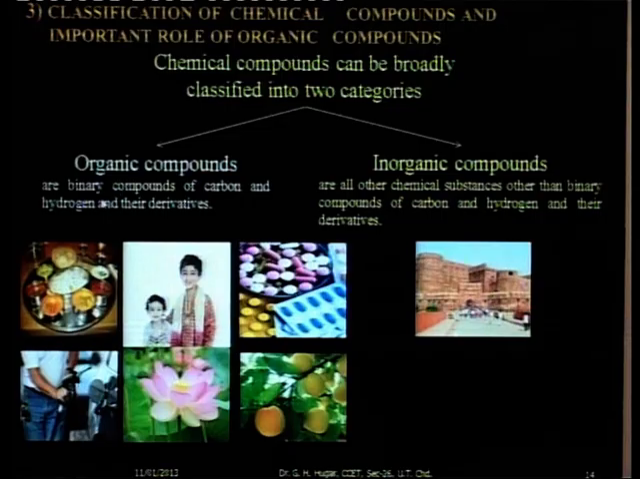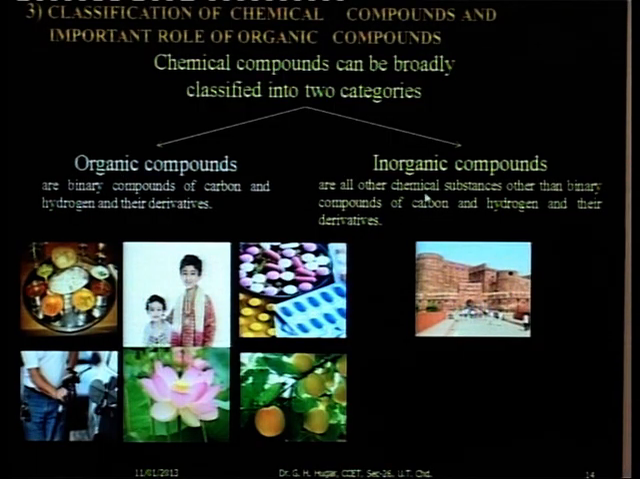Organic compounds are binary compounds of carbon and hydrogen and their derivatives. Binary means 2: carbon and hydrogen can form a huge number of classes of compounds called organic compounds. The food we take is composed of carbon and hydrogen compounds or their derivatives, and the fuel we use, the plants, the fruits, the drugs, medicines and the clothes we wear, everything is made up of organic compounds.